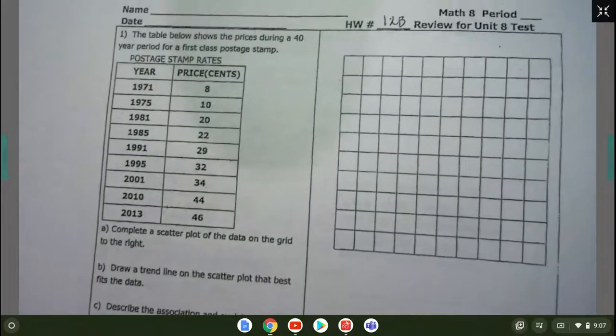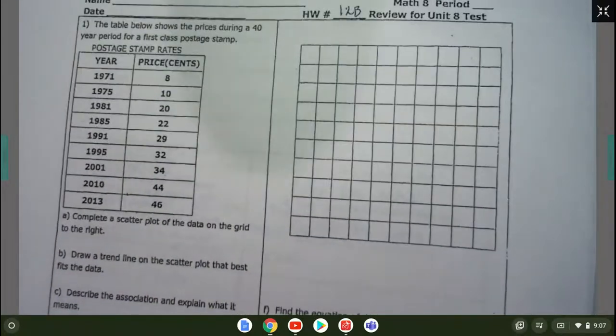All right. Last problem. It says the table below shows the prices during a 40-year period for a first class postage stamp. So the years go from 1971 all the way to 2013. That's a wide range. 40 years. Yeah. That's not quite 40 years, though, is it? It's 30 and 12. That's 42 years.